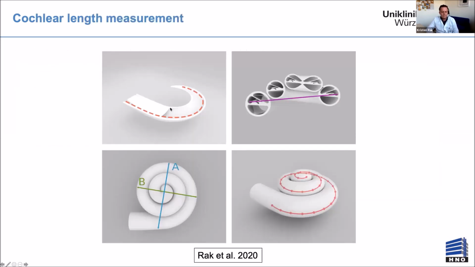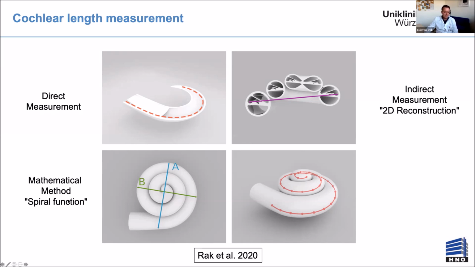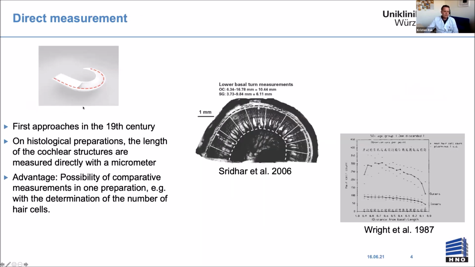So as you all know, there are different possibilities to measure the cochlear length. On one side, there's a possibility to use direct measurements. Then there is a possibility to use indirect measurements, also called 2D reconstructions. Then we have the possibility to use mathematical methods, especially derivations from the spiral function, to measure the cochlear length. And last, 3D reconstructions can be used. Regarding the direct measurements, the first approaches are really old, from the 19th century, when people tried to measure the cochlear length this way.